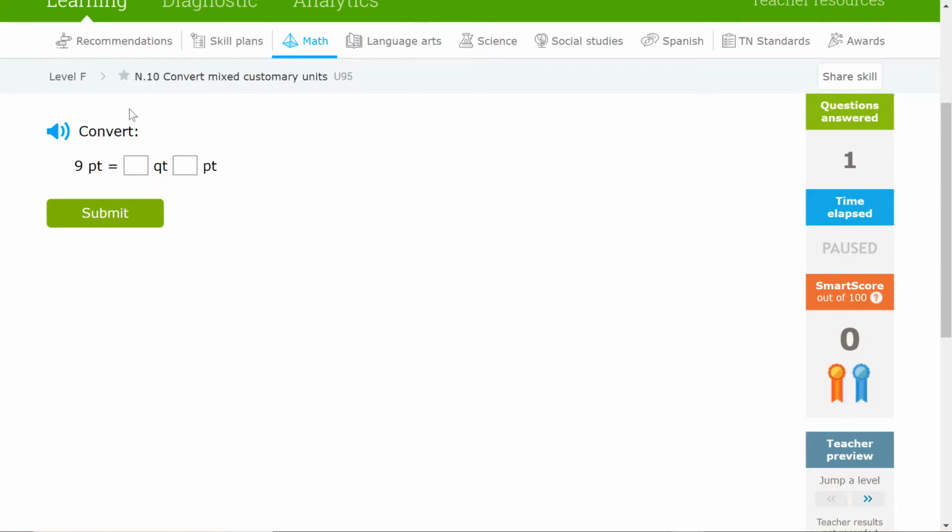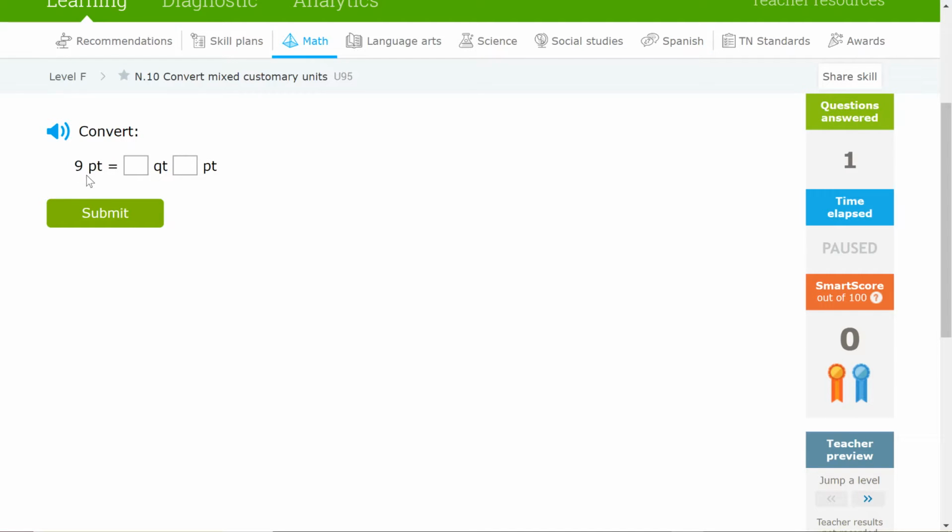Hello! Today we're going to be converting mixed customary units. So let's take a look at how that looks on IXL. When we convert mixed customary units, we're talking about one unit going to 2 units, or two different types of units going to 1 unit.